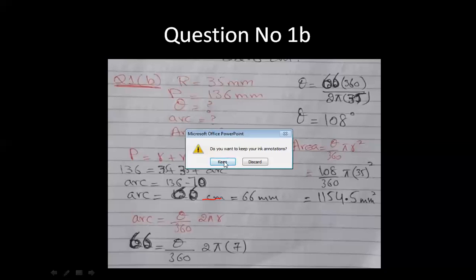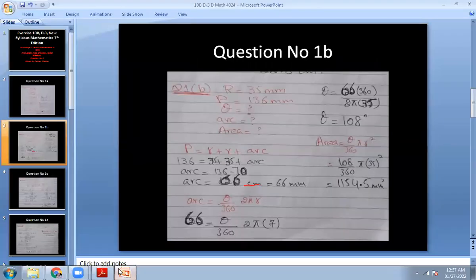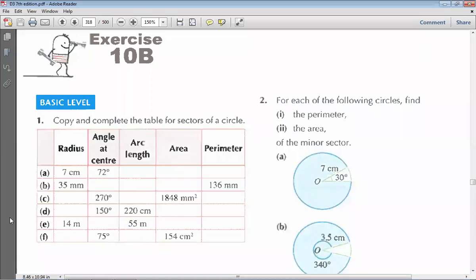Okay, so let's go to the next part. Question number 1, and it's C part. The radius is the question, and the angle at the center is 270 degrees. The arc length is the question. The area is 1848 millimeter square. The perimeter is also the question.